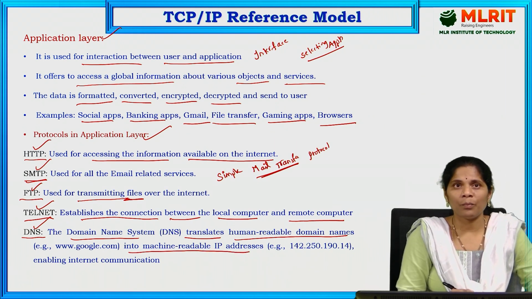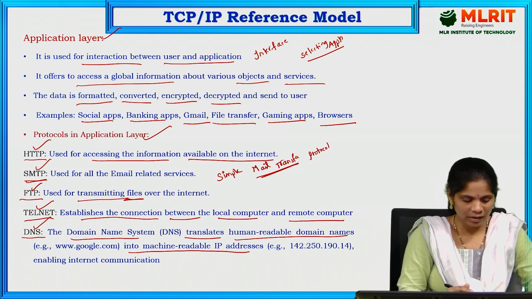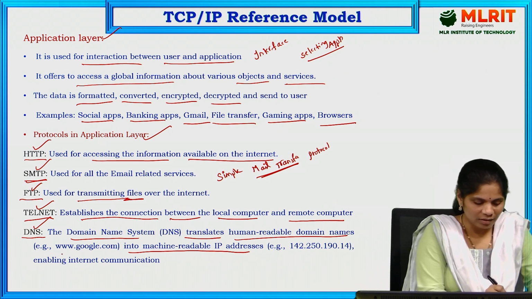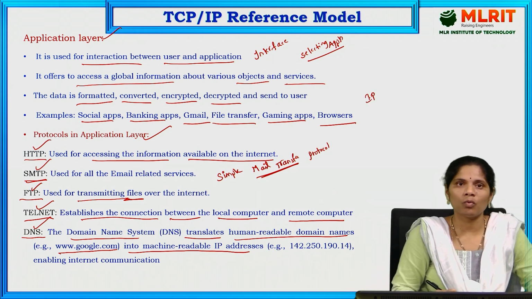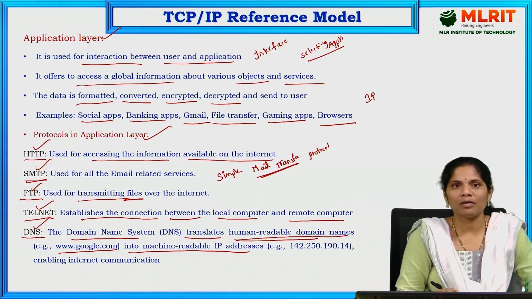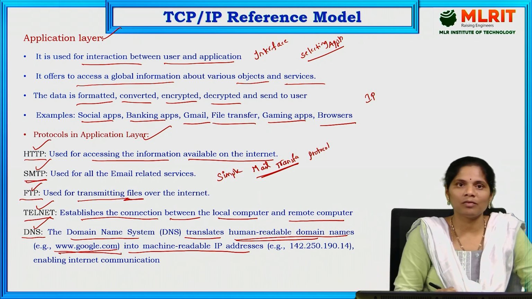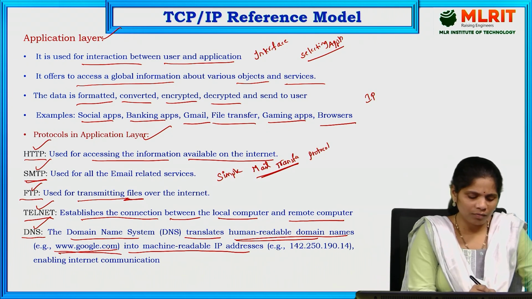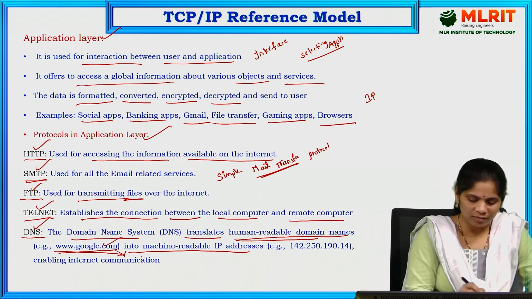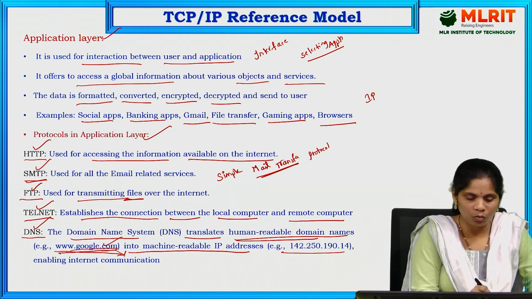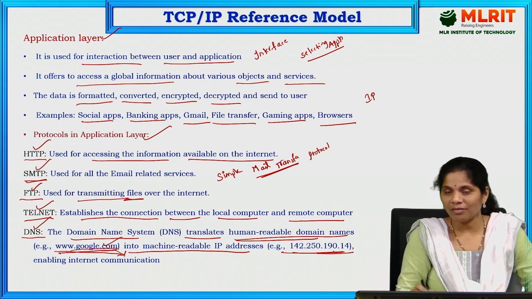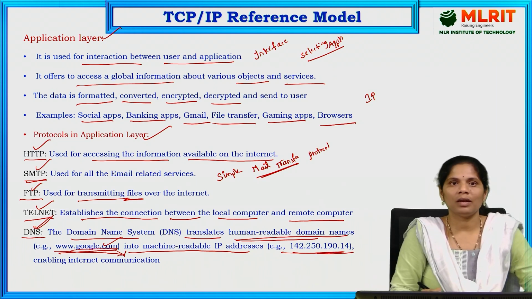That is the important protocol in the application layer. DNS is nothing but, take this example, www.google.com. We don't know the exact IP address, we only know the human-readable domain address. But we don't know this particular IP address. For converting the human-readable address to a machine-readable address, we use the Domain Name System, that is DNS. These are the different protocols we use in the application layer.